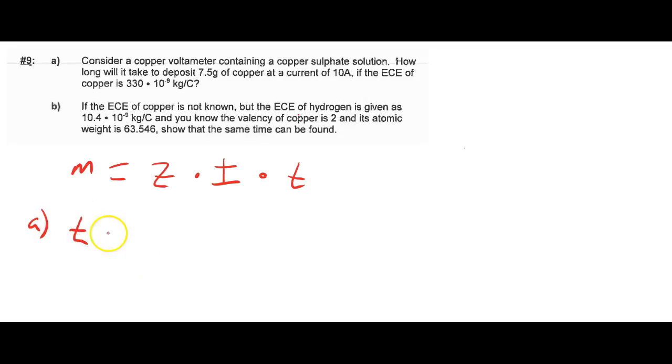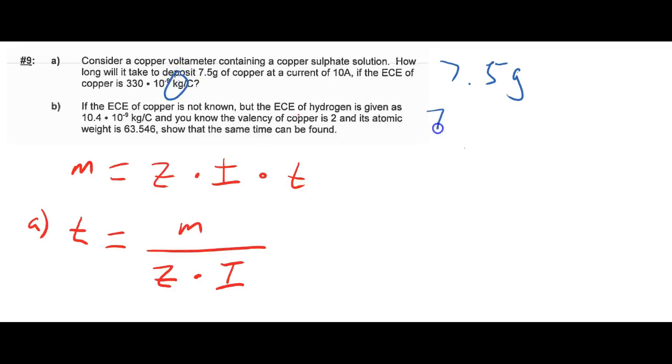And so the equation will yield time equals mass divided by electrochemical equivalent times current. Now here, the mass is given as 7.5 grams, but we need to write it in kilograms. So 7.5 grams is equal to 7.5 times 10 to the negative 3 kilograms, whereby we might consider that the 10 to the negative 3 and the k kind of cancel each other out. So these values are equivalent.